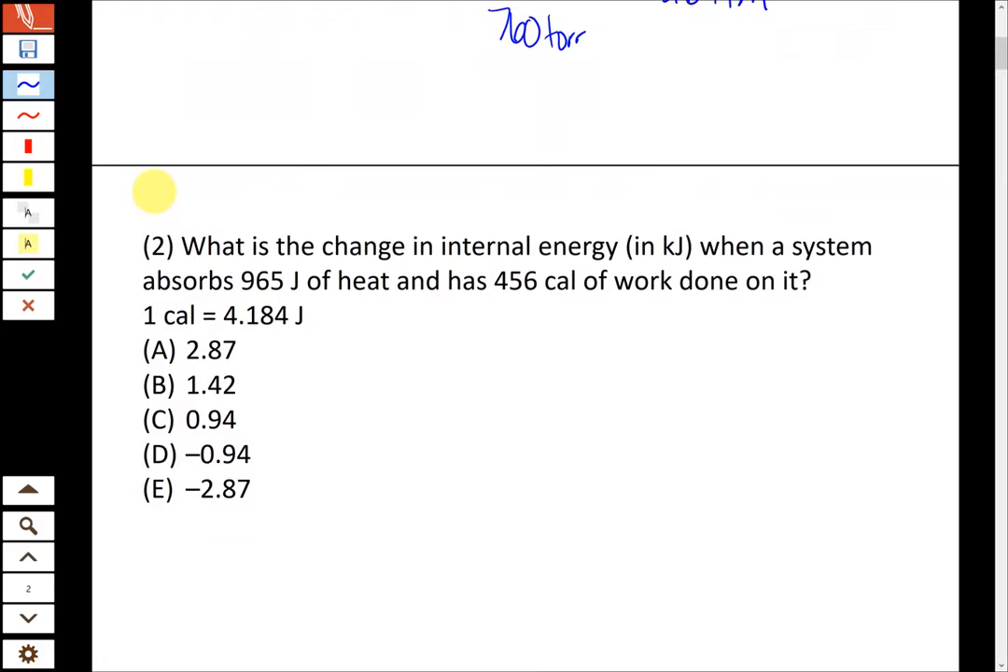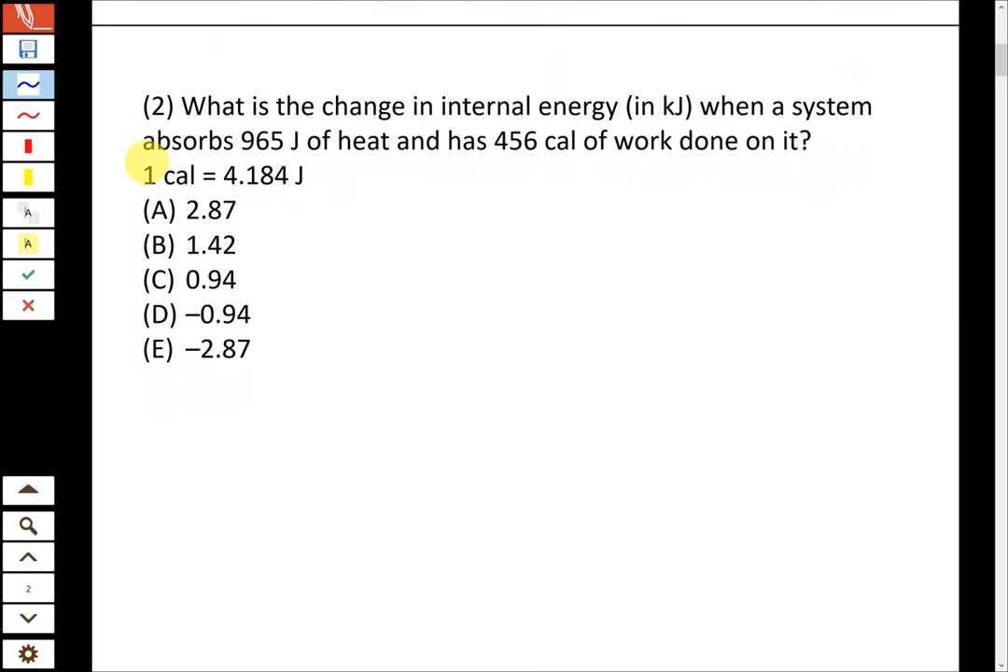So the next one is another relatively simple equation that's related. It wants to know what is the change in internal energy in kilojoules when a system absorbs 965 joules of heat and has 456 calories of work done on it. So in problems like this, whenever you see change in internal energy, remember that the symbol we use for that is delta E. Delta always means change.